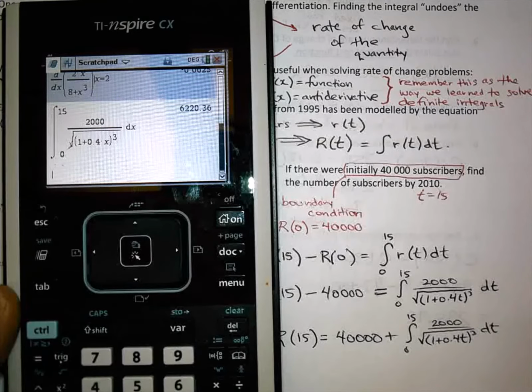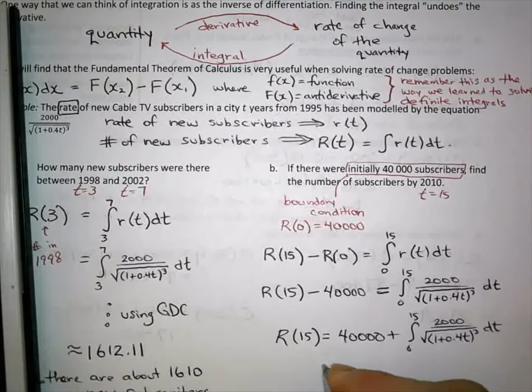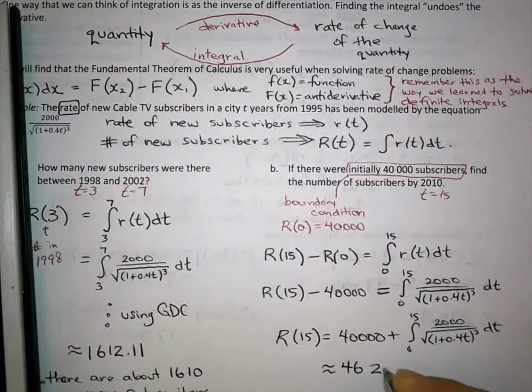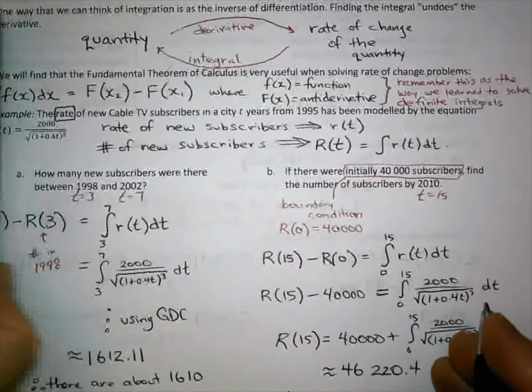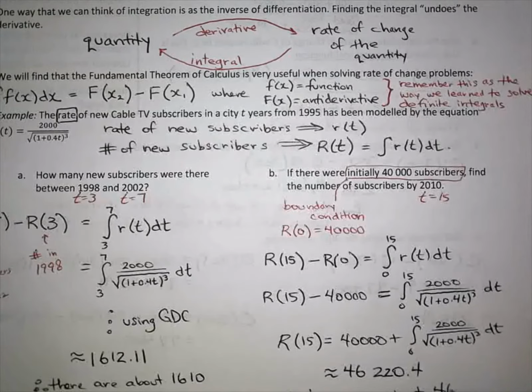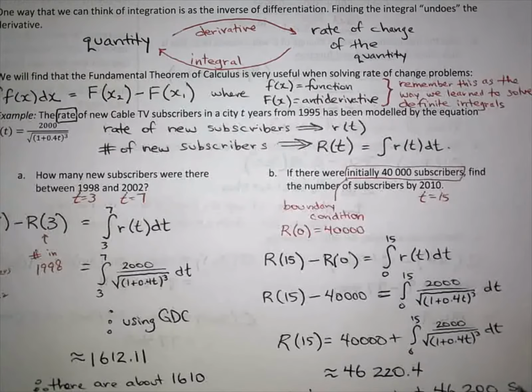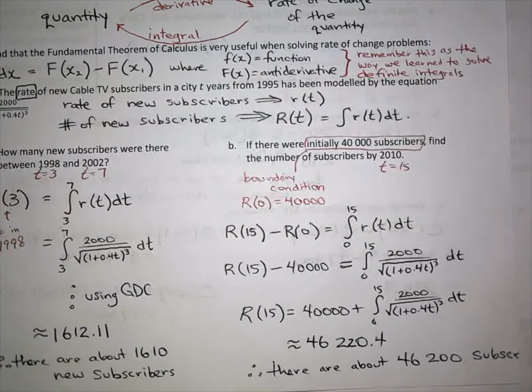So now I have 6220 plus 40,000. And that gives me 46,220.4. Therefore, there are about 46,200 subscribers. Oops. Oh, you get it. Subscribers. Okay, so that's that.